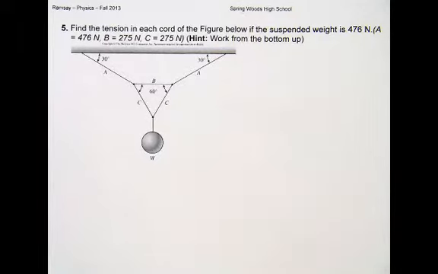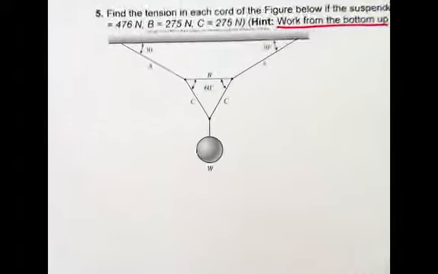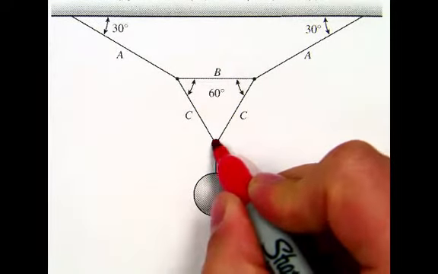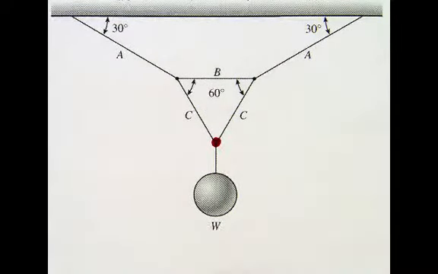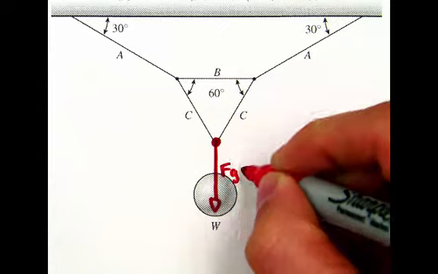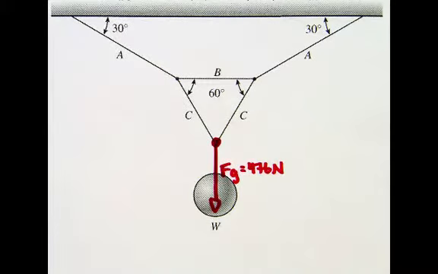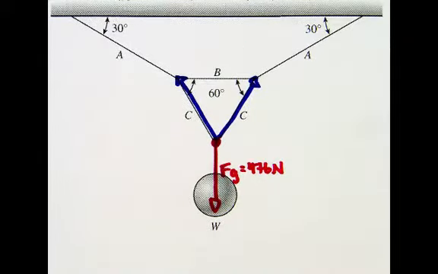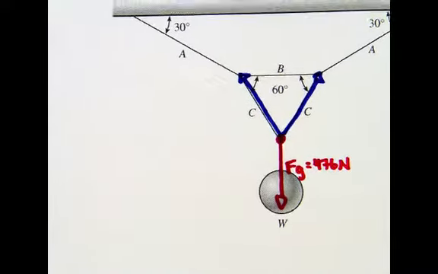In number 5, I need to find the tension in each cord, A, B, and C, and my hint is to work from the bottom up. So, as we start, let's look at the bottom. I know I've got a weight, which tells me that there is a force due to gravity, and it tells me the weight is 476 newtons. And the opposing forces are coming from the tension in the two C cords.